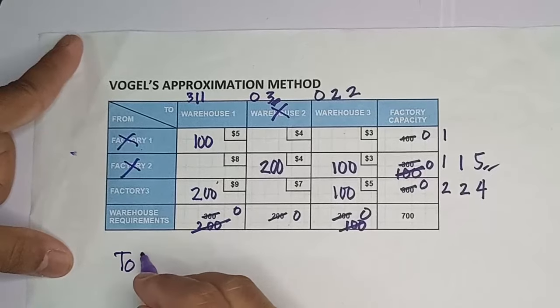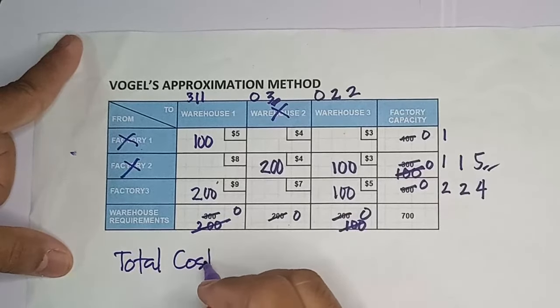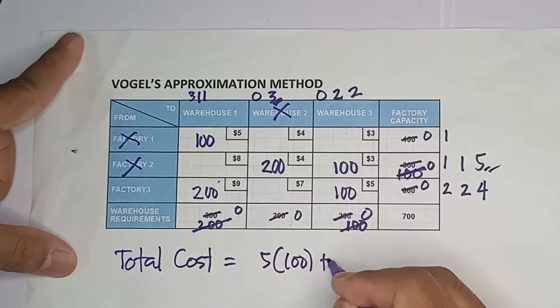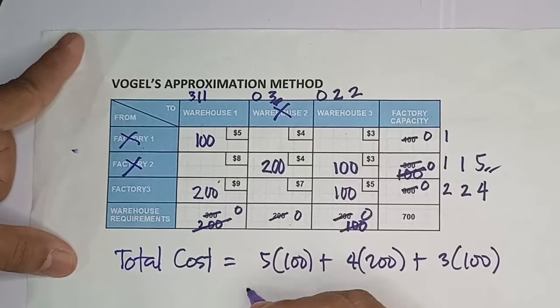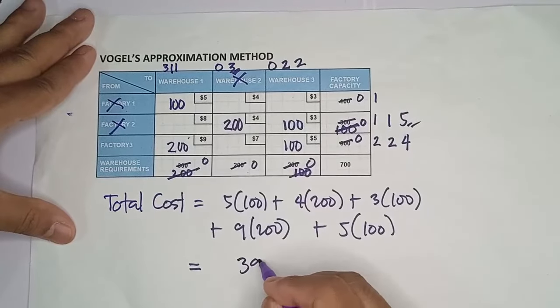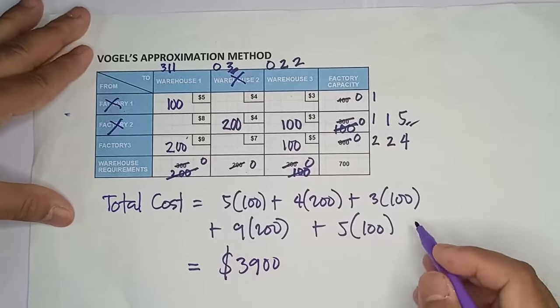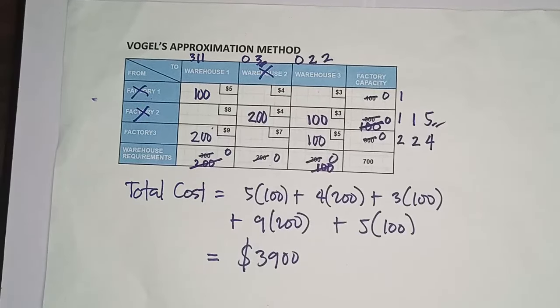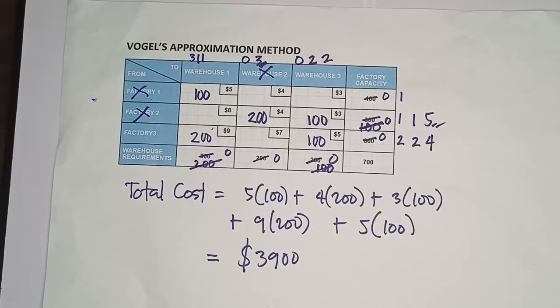The total cost using the Vogel's approximation method is equal to $3,900. Again, comparing the three methods in determining the initial feasible solution for transportation model, Vogel's approximation method provides the lowest initial transportation cost and sometimes the optimal solution for the transportation problem.